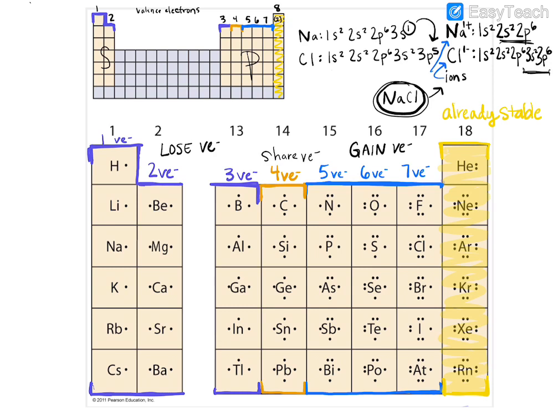The biggest takeaway you need to understand is that groups 1, 2, and 13, up here on the table, are known for losing their valence electrons, while groups 15, 16, and 17 are known for gaining.